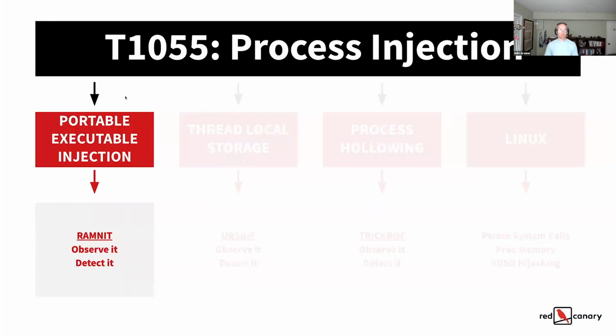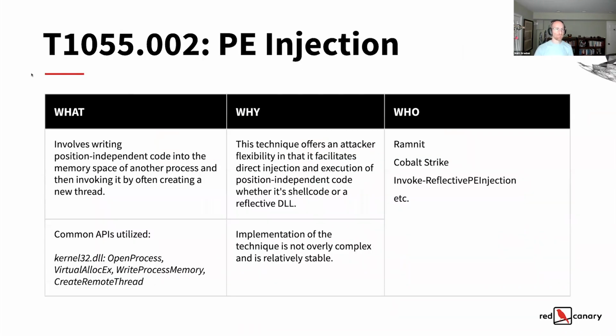So the first thing that we're going to start talking about is portable executable, or PE injection. This is a super common technique, and the use case that we'll discuss is how Ramnit, a prevalent banking Trojan, uses it. And then we'll take it back up a level and talk about generic detection strategies around PE injection in general.